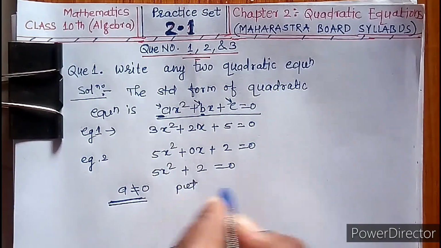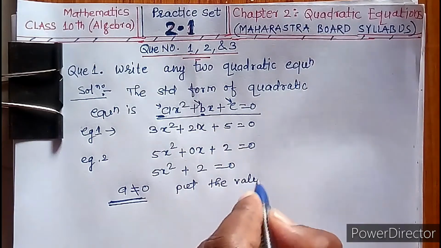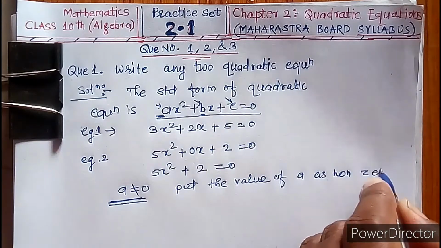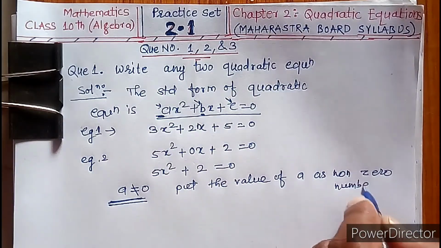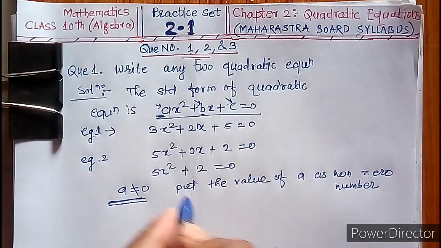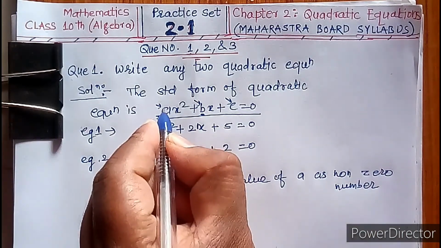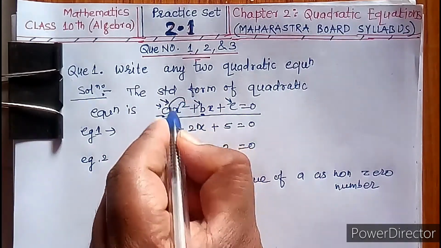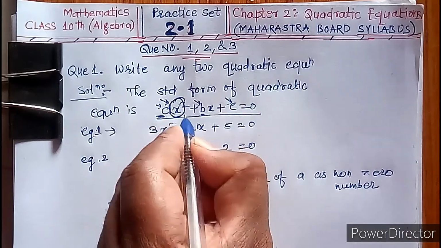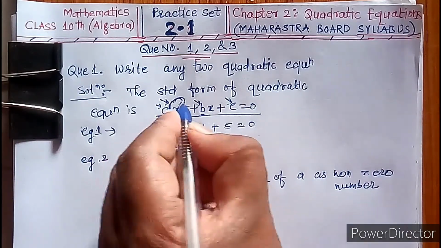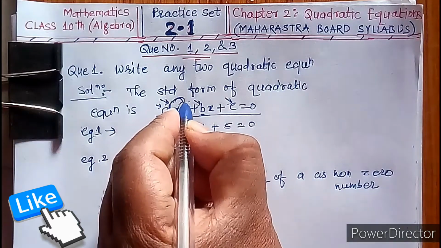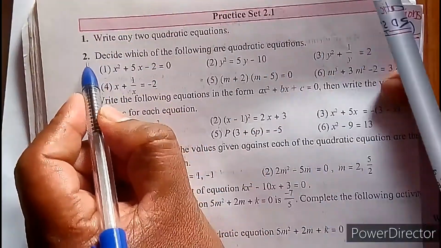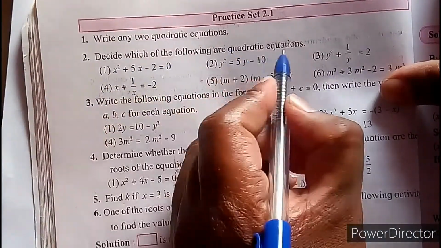Put the value of a as non-zero number. Actually what happens if you put the value of a equals to 0 here, this 0 will be multiplied with this x square and it will become 0, means the variable with the highest power, the power 2, will be eliminated, then it will not be the quadratic equation. Now question number 2, decide which of the following are quadratic equations.